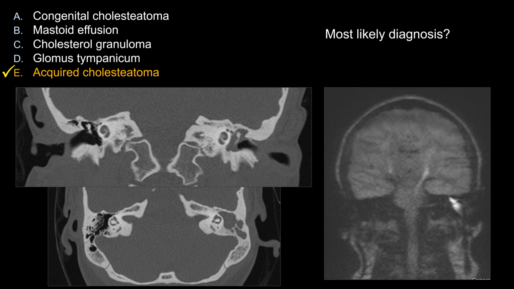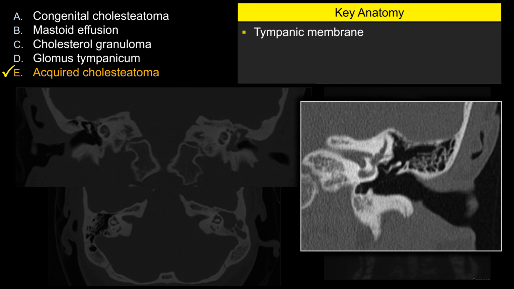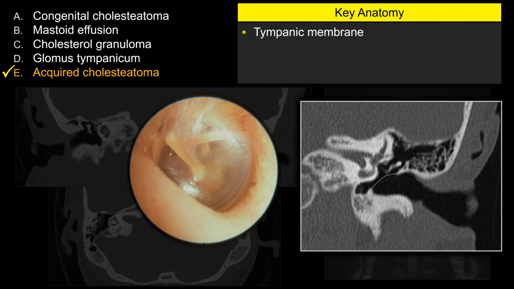The best answer in this case is choice E, acquired cholesteatoma. So before we get to the key image and feature, let's do a quick basic review on the key anatomy that they may potentially ask you on the board exam.